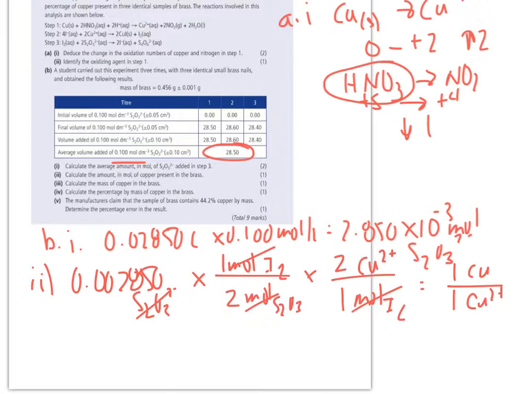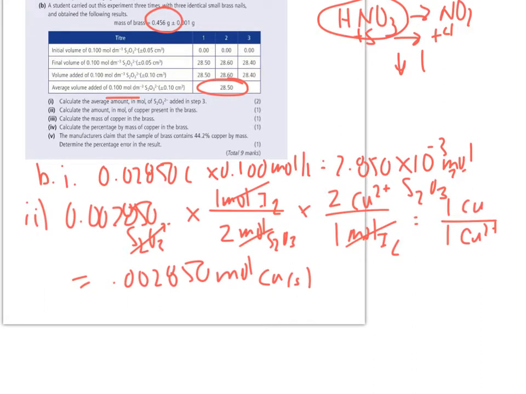So if I take 1/2 times 2 times 1, that would cancel out the units to help me arrive at how much copper is actually present in the brass. And as you probably can see, that means I end up with 0.002850 moles of copper atom as well, or copper solid. So then calculate the percentage by mass of copper in the brass. You have to remember that I started with 0.456 grams of the brass.